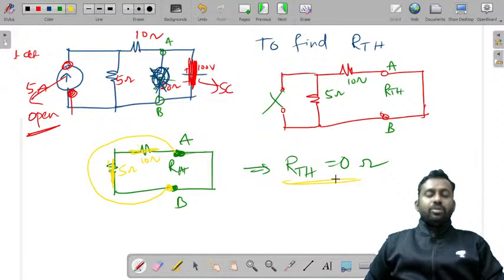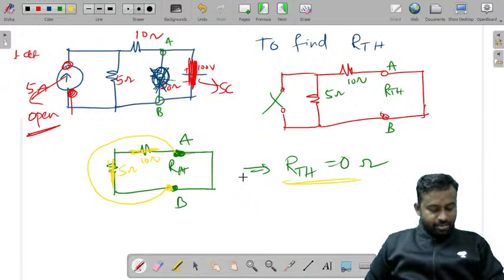Chaitanya Reddy. Hi sir. Hi Chaitanya. Mahesh Reddy, good evening. Welcome to Circuit Theory Crash Course.